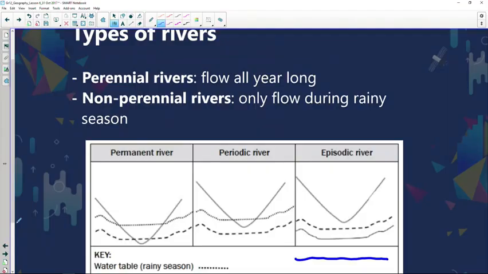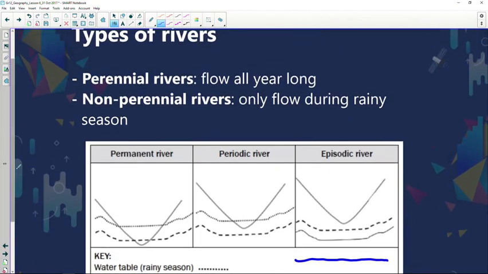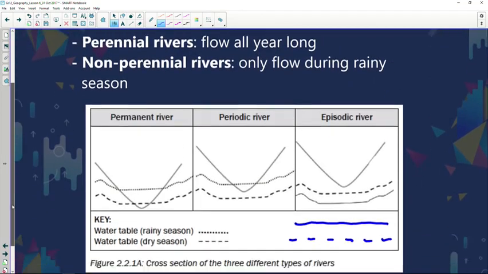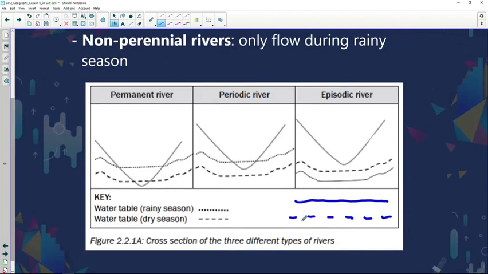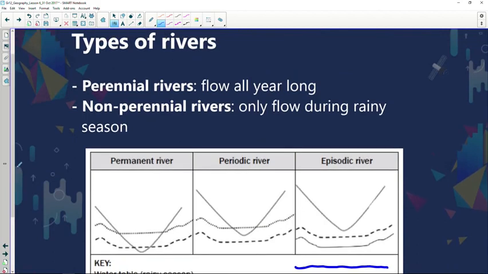But now we're coming to our different types of rivers. You've learned in grade 10 about perennial rivers, which flow all year long. On this topographical map, it's a solid blue line. And a non-perennial river flows only during rainy season. But we're going to go into a bit more detail today, and have a look at permanent rivers, periodic rivers, and episodic rivers.